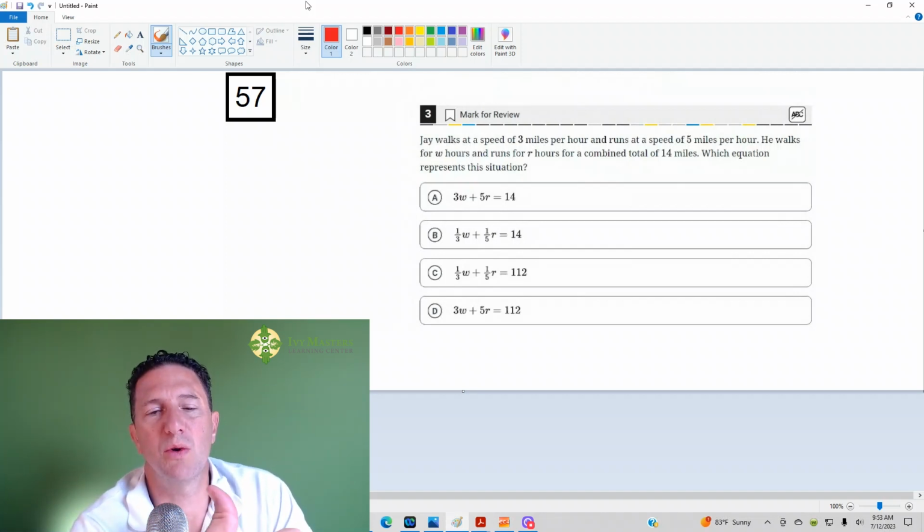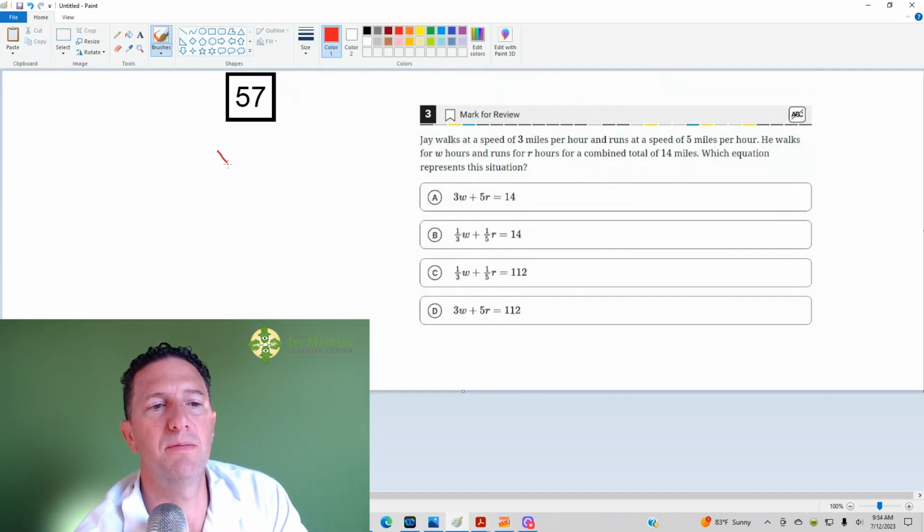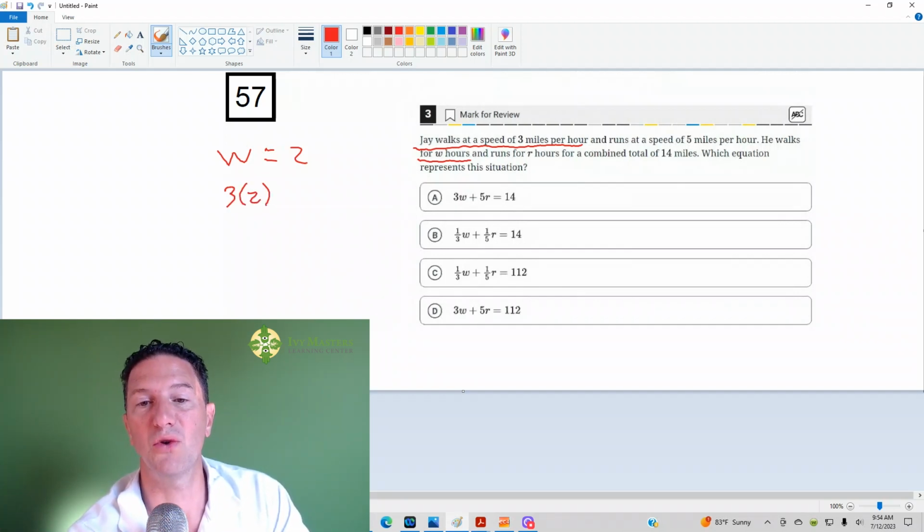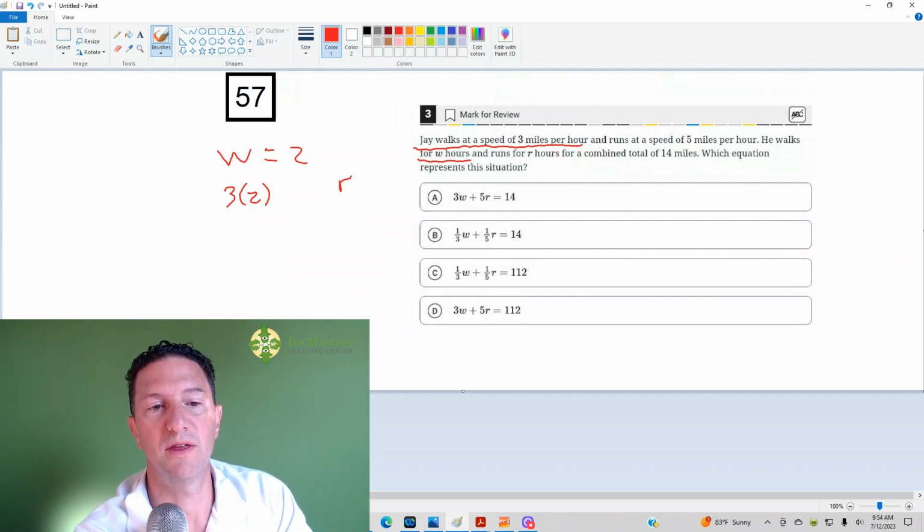Now, in order to solve this question, one thing that you could do is pick a value for W, let's say W equals 2. If he walks at a speed of 3 miles per hour for W hours, then it's going to be 3 times 2. And you could figure out the total from that. You could do the same thing with his run number of hours. Let's say he runs for 3 hours. So in that case, it's going to be 5 times 3.